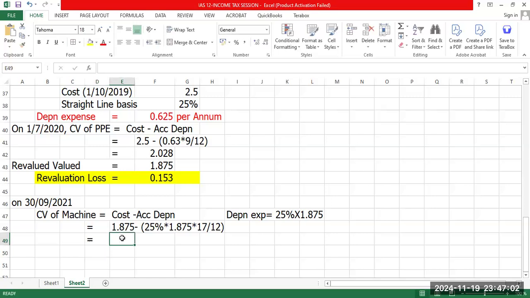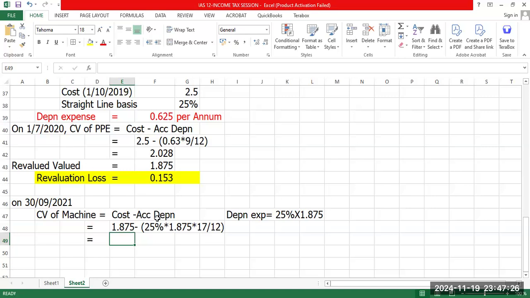What do you get? With some speed, colleagues. With some speed. Need it to finish up. How is the 17 over 12 coming about? From 1st July.